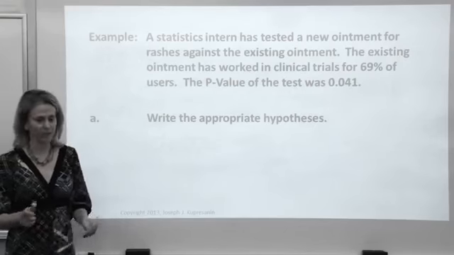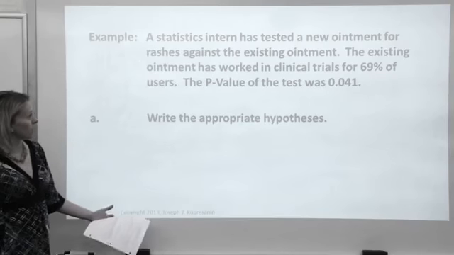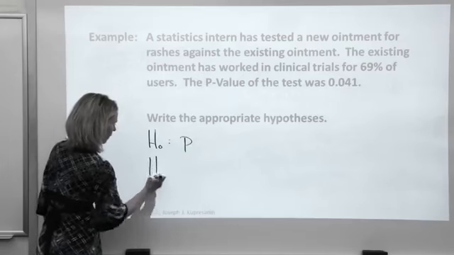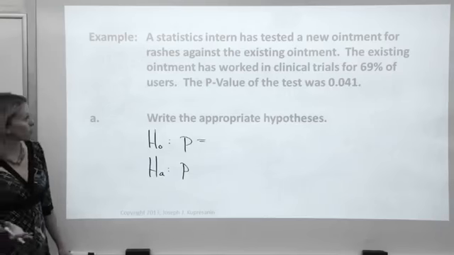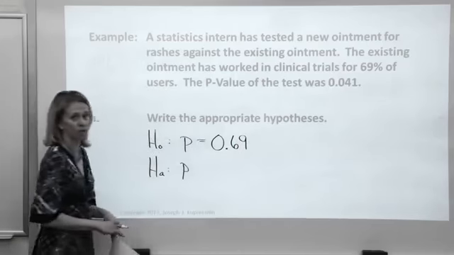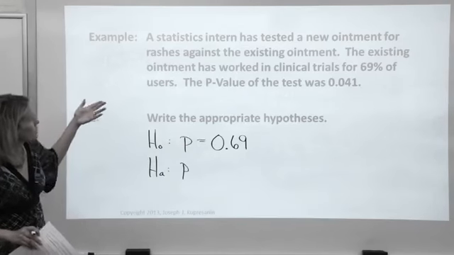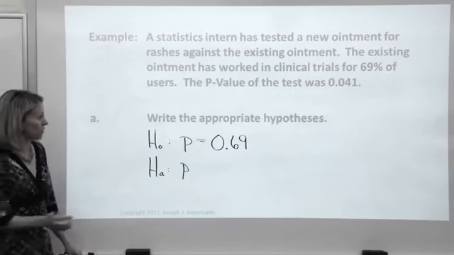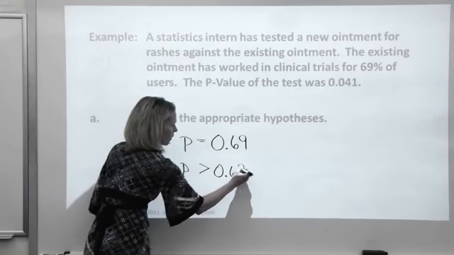Write the appropriate hypotheses. Okay, so we're looking at the percentage of users where this ointment has worked. And so this is clearly a proportion problem. And the existing ointment has worked for 69% of users. So we're going to assume that this new ointment is pretty much the same as the existing, and we're looking for evidence that we want to use this new ointment. Well, why would you want to use it? You would want to use it if more people were getting relief. So this is what we're looking for evidence of.